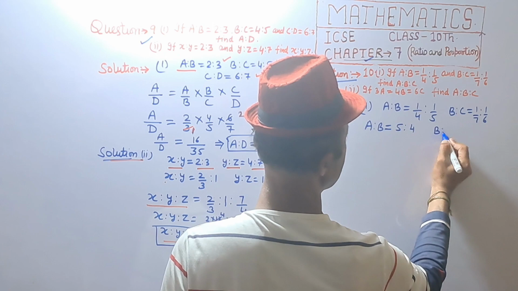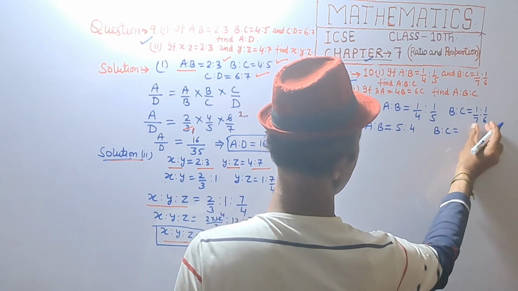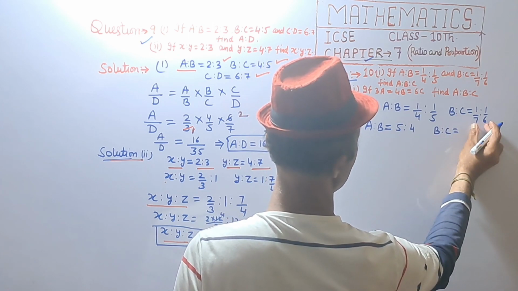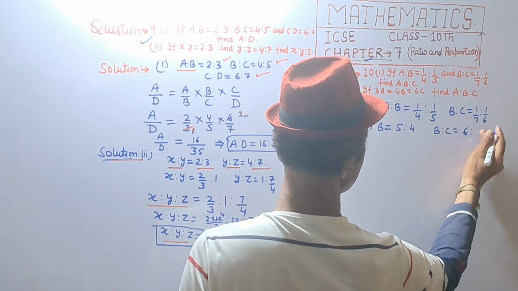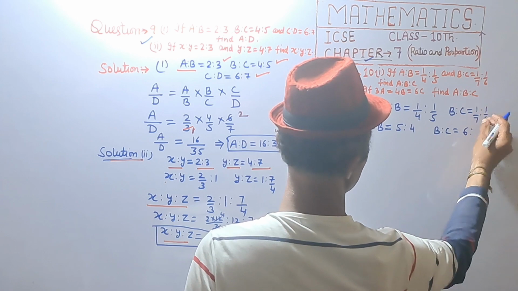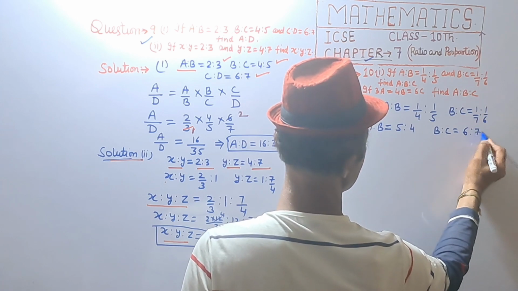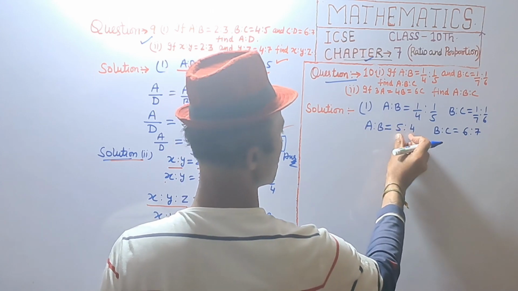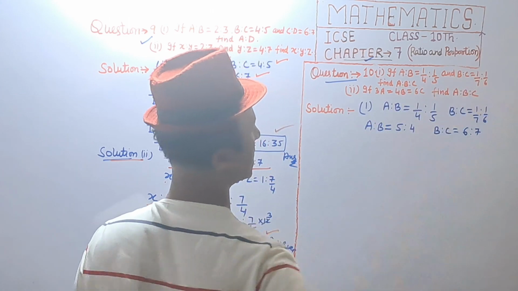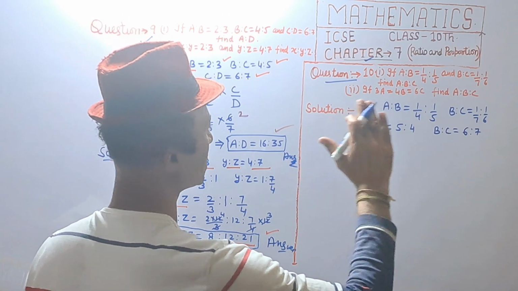Similarly, B ratio C is equal to LCM is 42, and 42 divided by 7, that is 6, and 42 divided by 6, that is equal to 7. A ratio B is 5:4, and B ratio C is equal to 6:7.